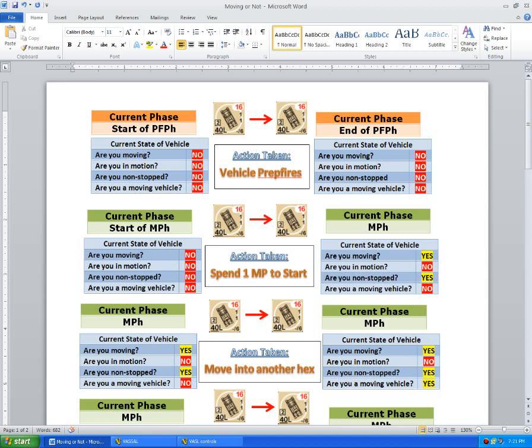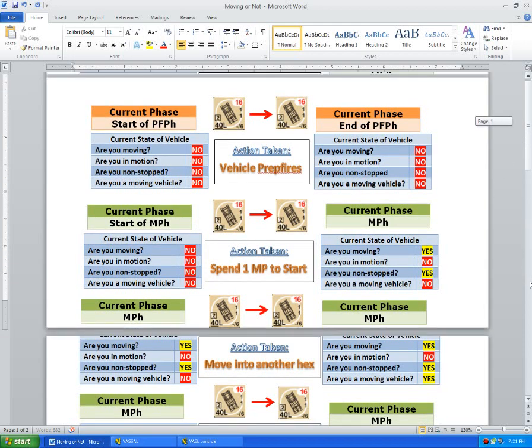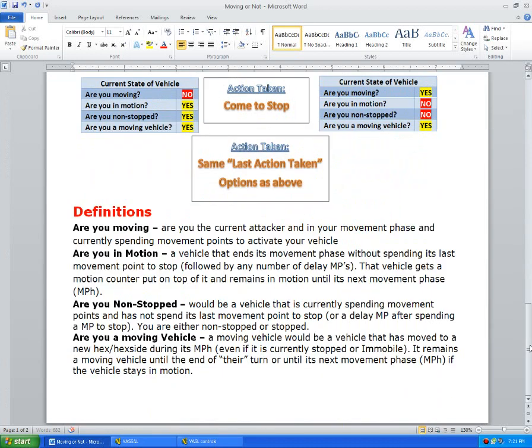So before we actually look at some of the different phases and the different states your vehicle can be in, let's go through some of the definitions so we understand what they mean and the best way that they relate to the different phases of the game.